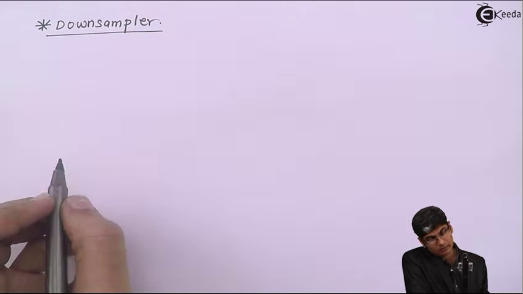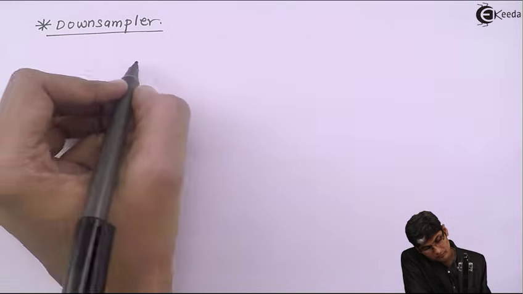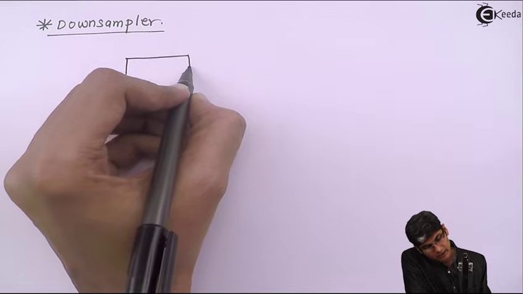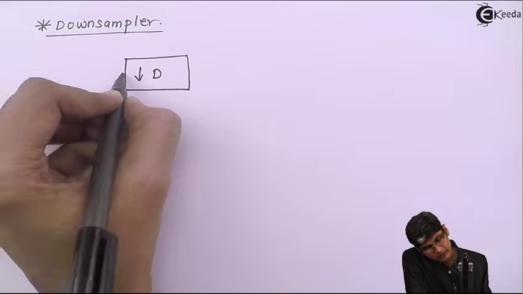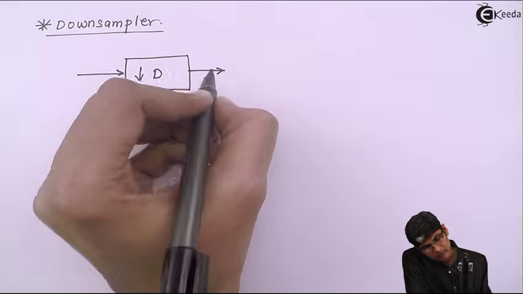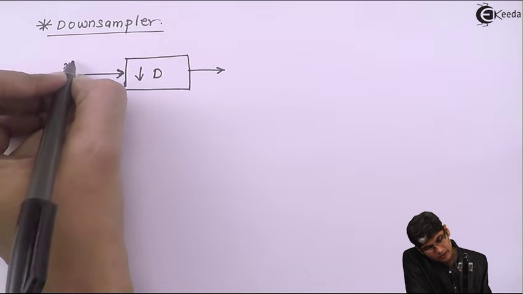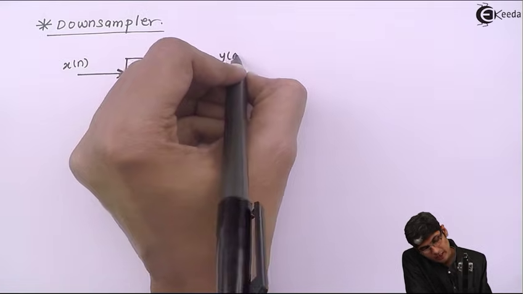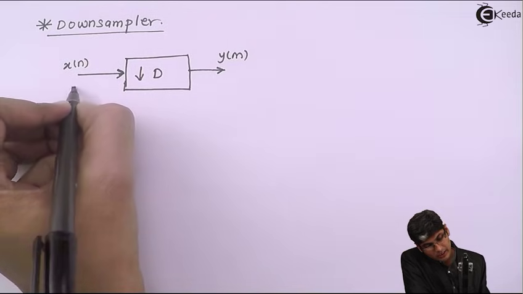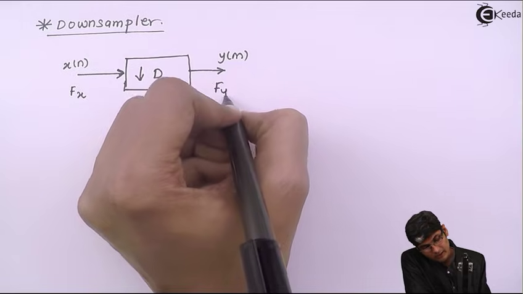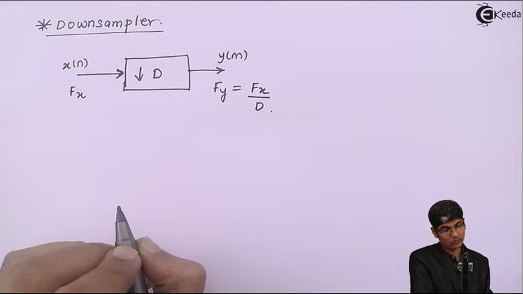Now in a downsampler, let's say I draw the diagram again. I have the system which decreases the samples by a factor of d, and this is my x of n and this is my y of m. This is working at fx and this is working at fy, which is equal to fx upon d.